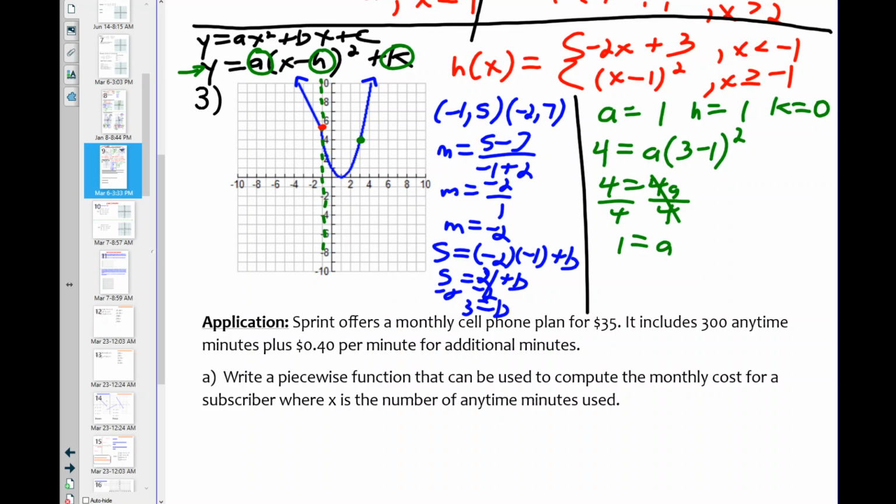Let's see who's paying attention. Where did I get that 1 from? H. Yeah, it's not the one I just found. It's from the H. This one that I just found comes in front of a parenthesis, so I just don't need it.